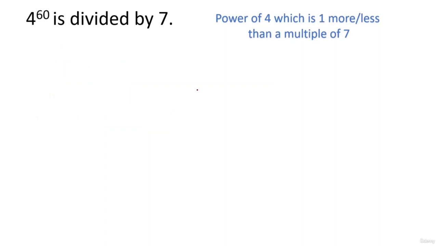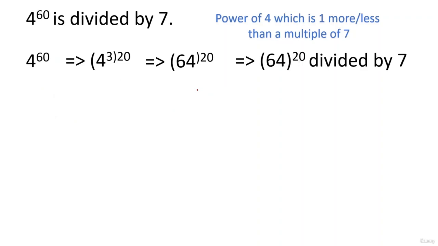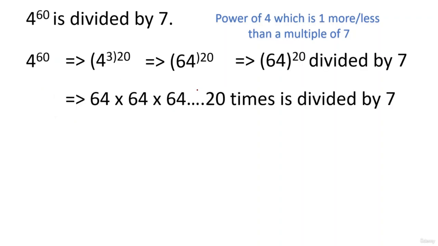Okay, so what we are going to do right now is write this 4 to the power 60 as 4 cube, the whole raised to 20. Why? Because now 4 cube can be written as 64 to the power 20. So now my question is, 64 to the power 20 divided by 7, what is the remainder? Okay, so what will we do for this? 64 to the power 20 is basically 64 multiplied 20 times. Okay, you are dividing this whole thing by 7, right?